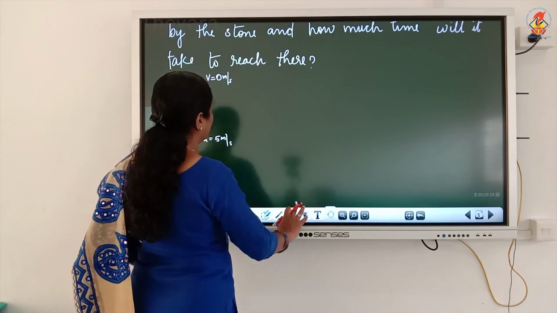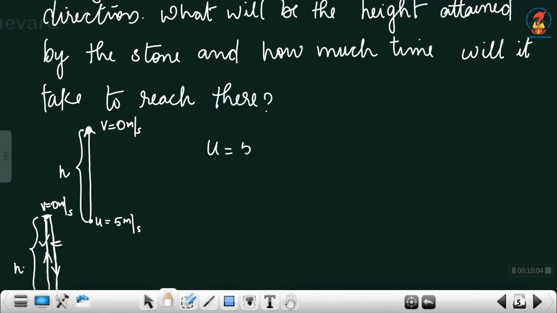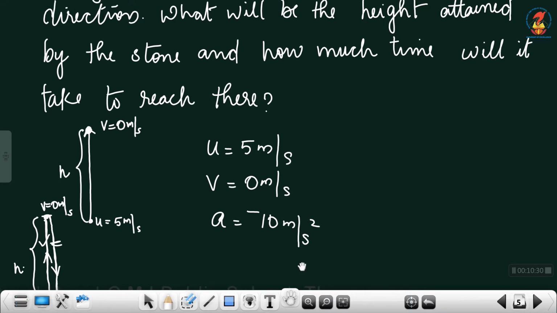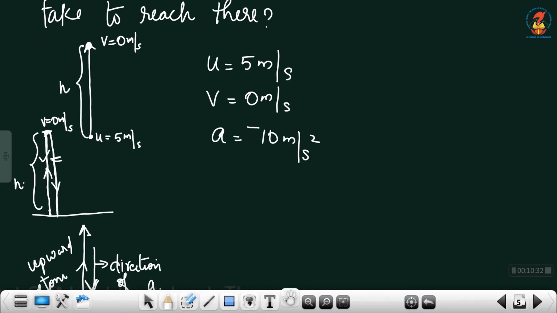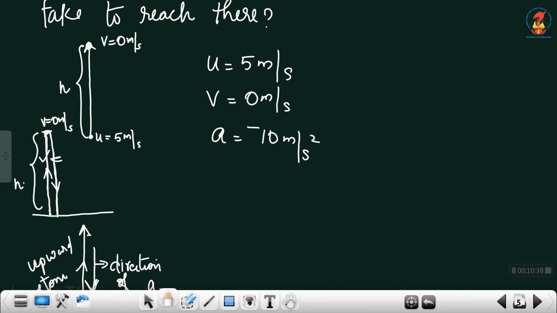What all things are given in the question? Initial velocity 5 meter per second, final velocity 0 meter per second, acceleration minus 10 meter per second square. Now, what do you need to calculate? You need to find the time and the distance travelled by the stone.